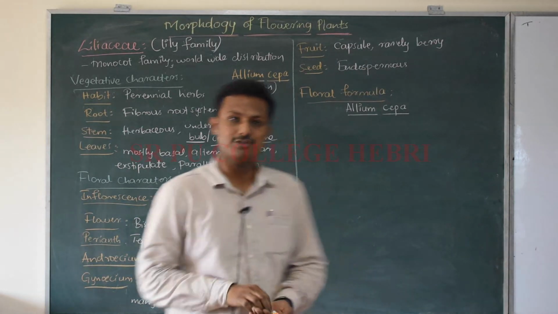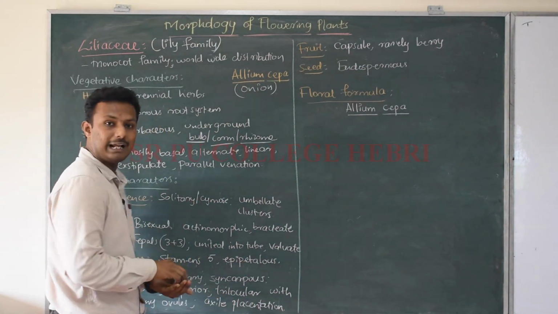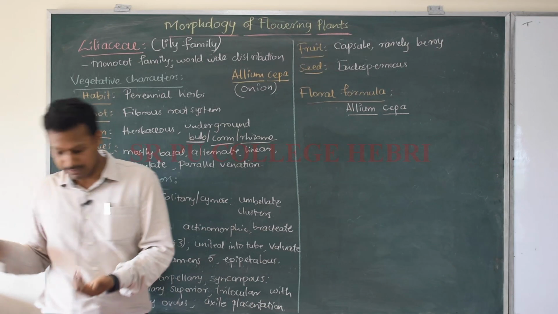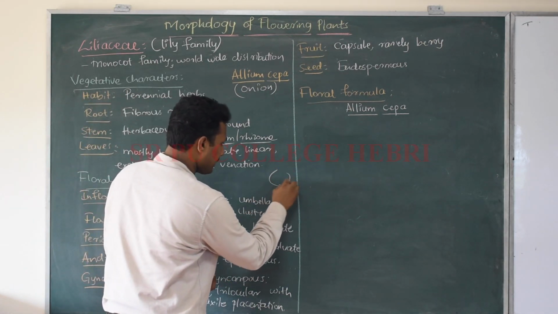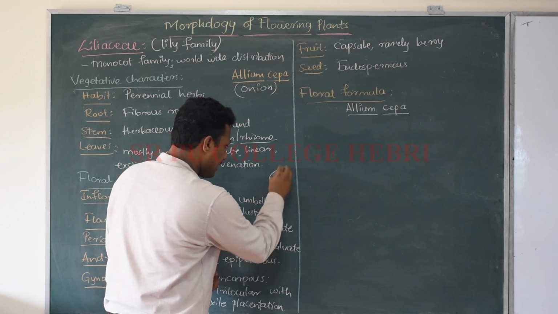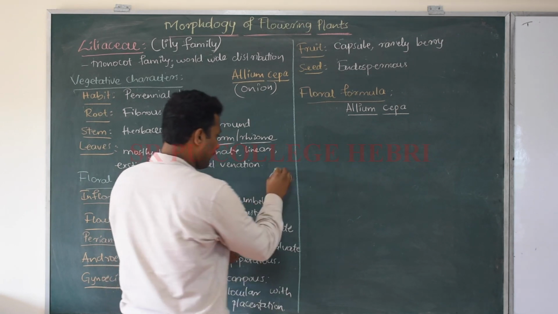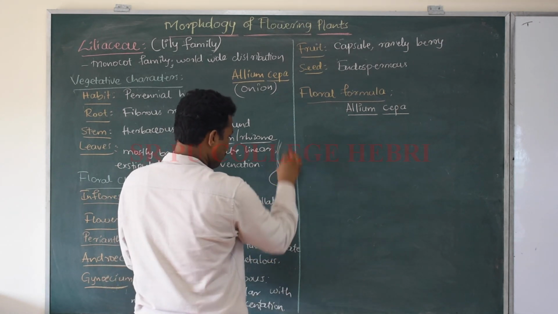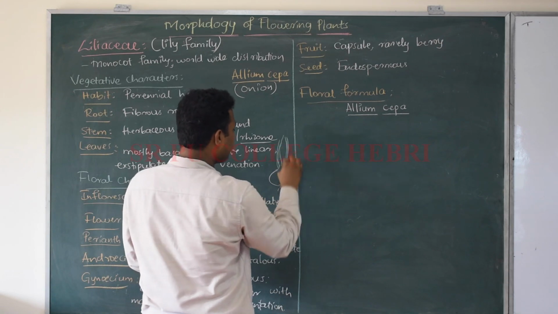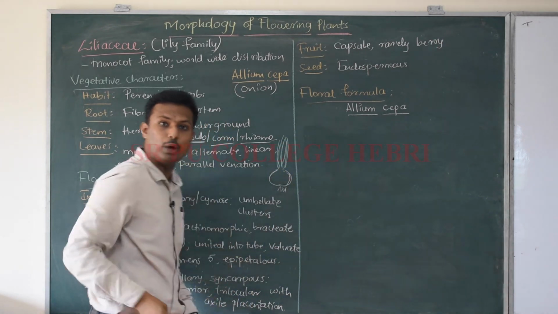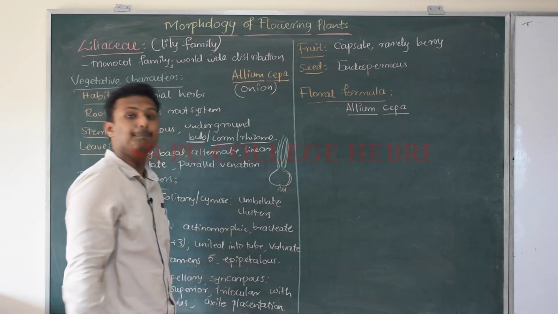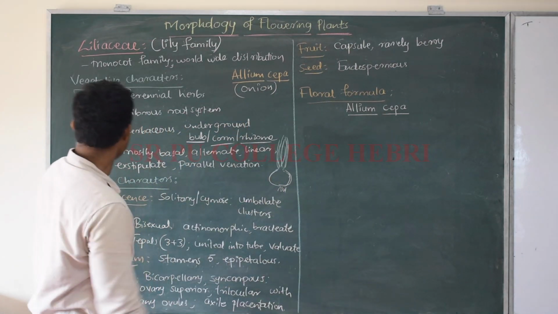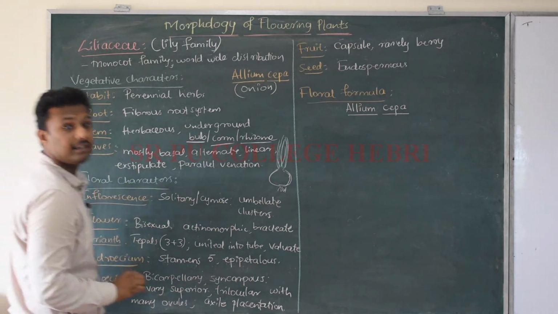What is the meaning of this one? Have you seen the onion plant? If you have seen the onion plant, it will be like this. See? This is the onion bulb. This will be the underground part, and from the base of this one, the leaves will arise. So each and every leaf is arising from one common point, that is at the base of the plant. That is why it is called basal leaves. Okay, they are basal leaves, alternate.